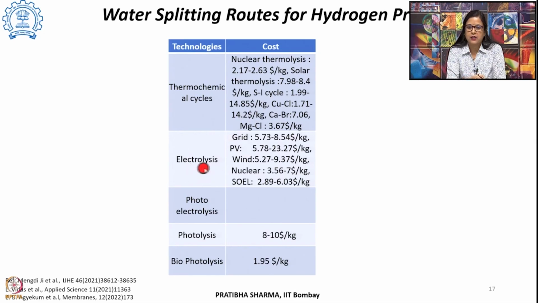When electrolysis is from grid electricity, then it is 5.73 to 8.54 dollars per kg. From PV, 5.78 to 23.27 dollars per kg. From wind, 5.27 to 9.37 dollars per kg. Photolysis, 8 to 10 dollars per kg. Biophotolysis, 1.95 dollars per kg. So these are roughly the costs of hydrogen production through all the routes which we have studied in this course. Now I will quickly look at the Indian context.